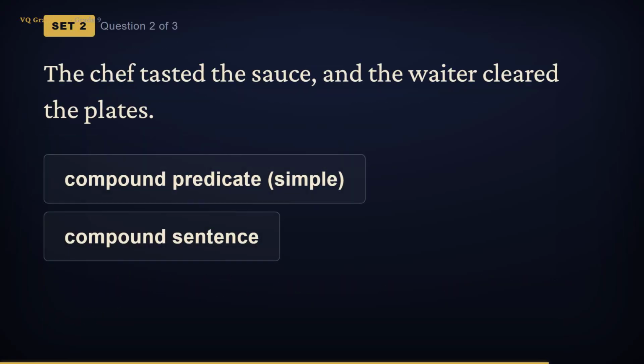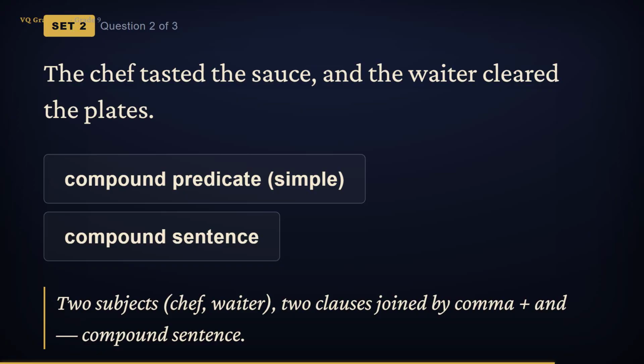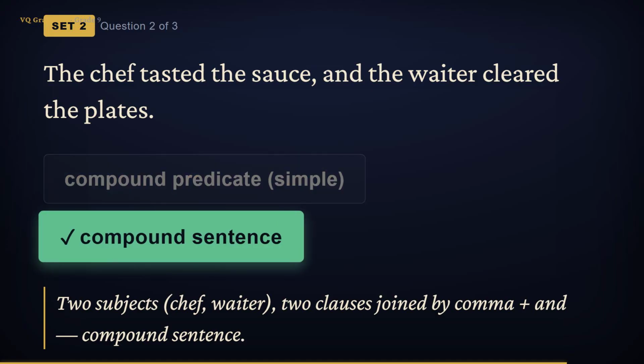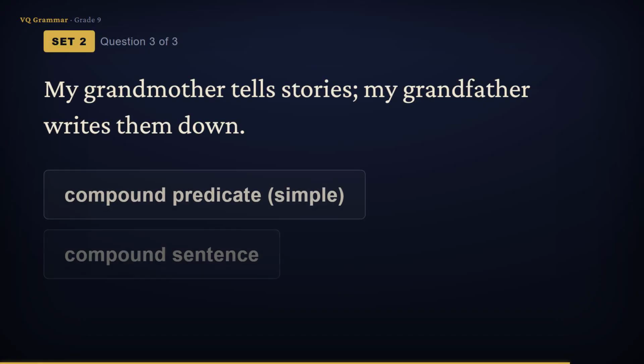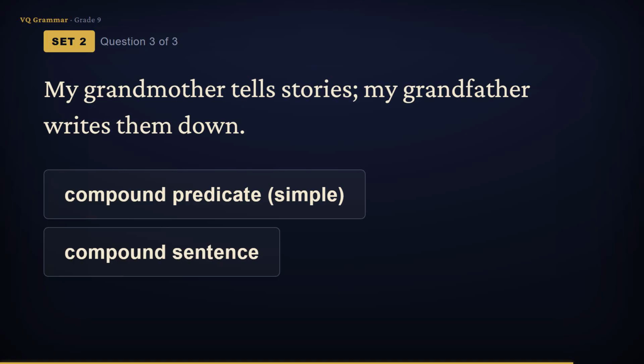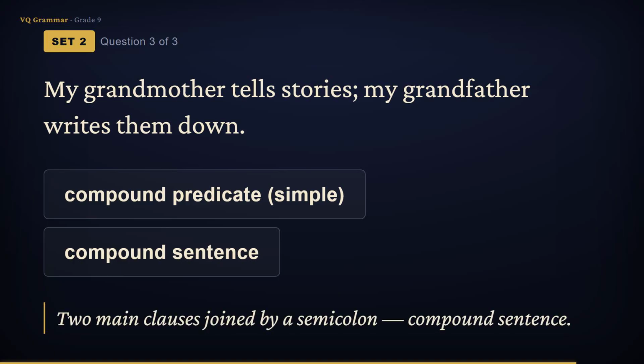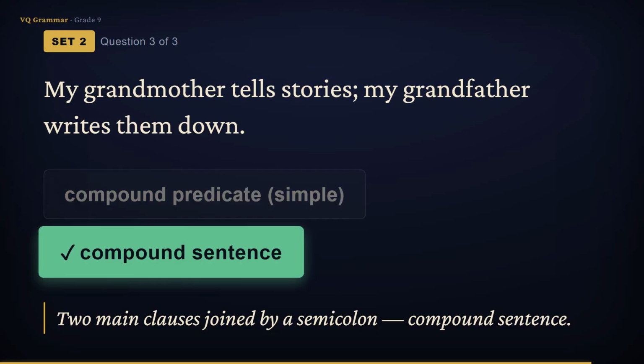The chef tasted the sauce, and the waiter cleared the plates. Now check after the comma. A brand new subject appears, the waiter. Two subjects, two full clauses, joined by a comma and the word and. That's a compound sentence. My grandmother tells stories; my grandfather writes them down. There's no conjunction here, but there's a semicolon, and on each side of it sits a full main clause with its own subject and verb. A semicolon joining two main clauses gives you a compound sentence.